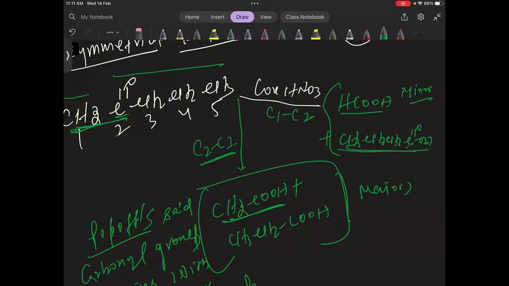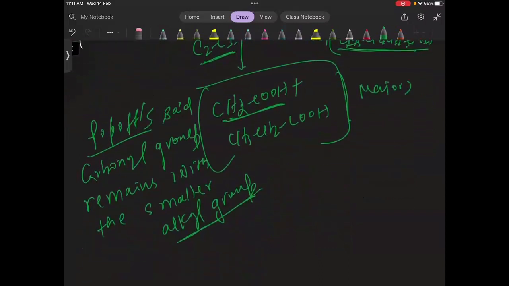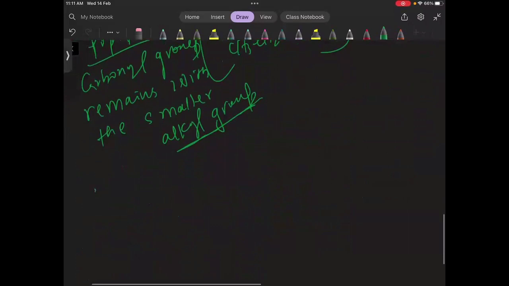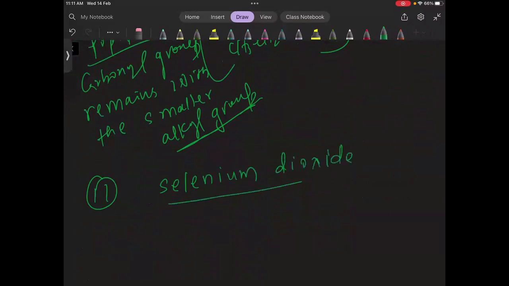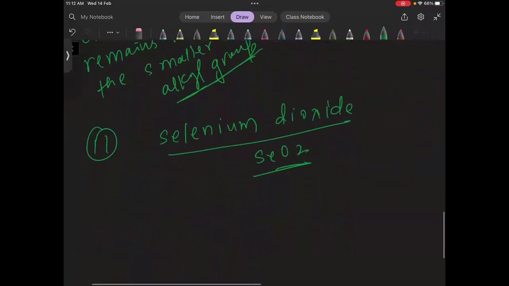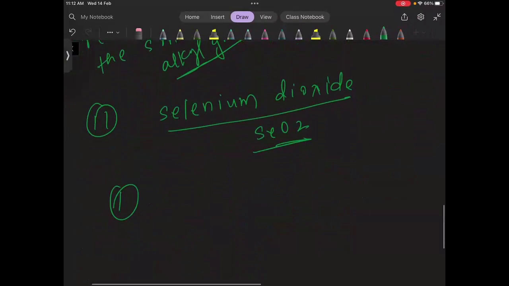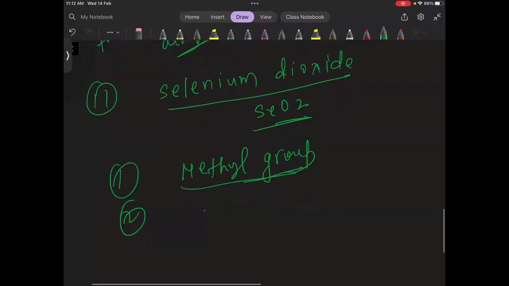Okay, let's understand the next oxidation, which is selenium dioxide. See, the second oxidation of carbonyl compounds is selenium dioxide. Students, selenium dioxide also oxidizes aldehydes and ketones. But which aldehyde, students? The aldehyde which contains the methyl group. The first preference is that the aldehyde must contain the methyl group, and the second preference is the methylene group, CH2.